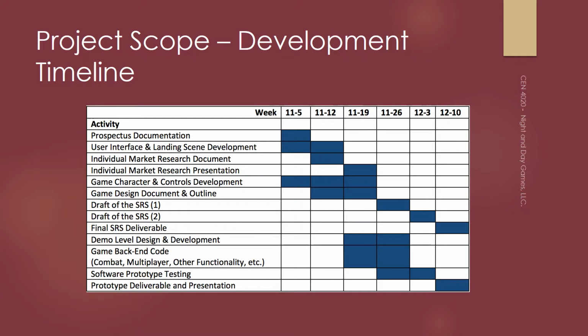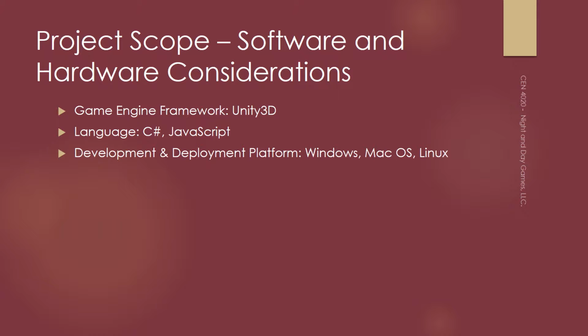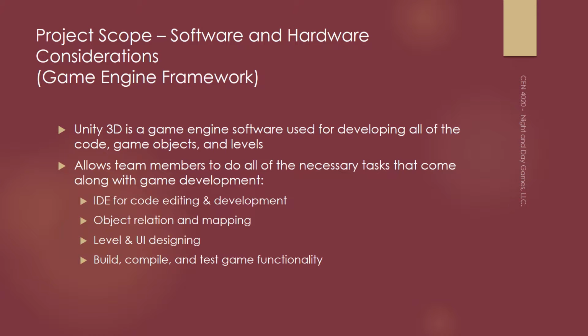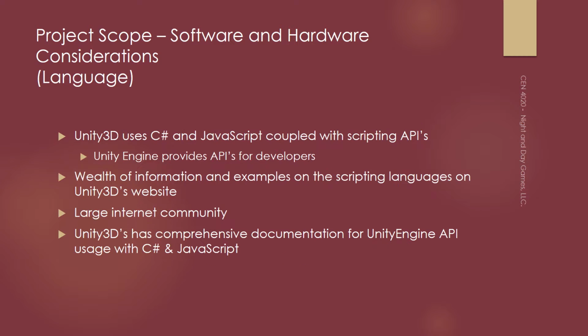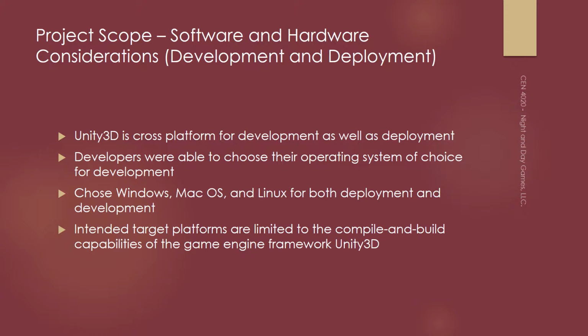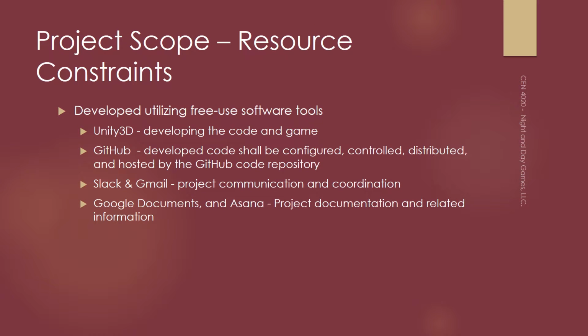Next, we will be talking about the project scope. On this slide, you can see the next step for the project scope is the software and hardware considerations that we chose when choosing the game engine framework for developing our game. Next, we had to choose a language to develop in. The last step for the software and hardware considerations was to choose a platform. The next thing we had to consider were the resource constraints.